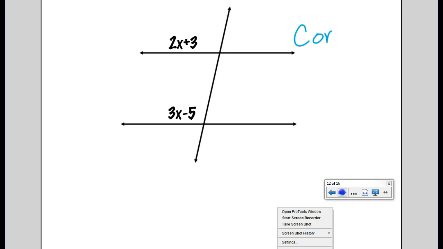Raise your hand if you can tell me what the vocab word is. Okay. They are corresponding. Does that start with an S? No. If it doesn't start with an S, by the way, then they are congruent. If it does start with an S, they're supplementary. If it doesn't, they're congruent.